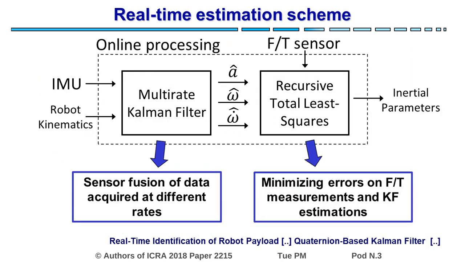The estimation scheme relies on the online execution of a two-step procedure. In a first step, a multirate Kalman filter fuses data from the inertial measurement unit and the robot kinematics to estimate the linear acceleration, the angular velocity, and the angular acceleration of the load. Then, the outputs of the multirate Kalman filter and the measurement from the force torque sensor are processed by a recursive total least square algorithm to generate the estimation of inertial parameters.